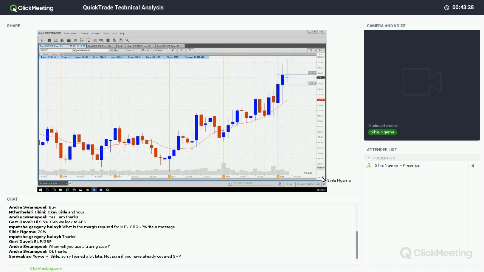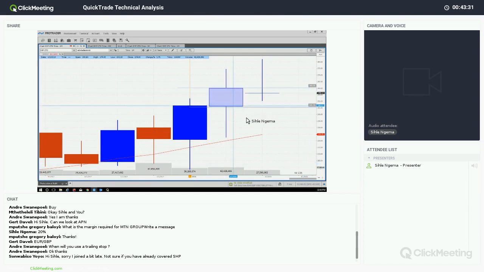I'm looking at the previous month's close and open.